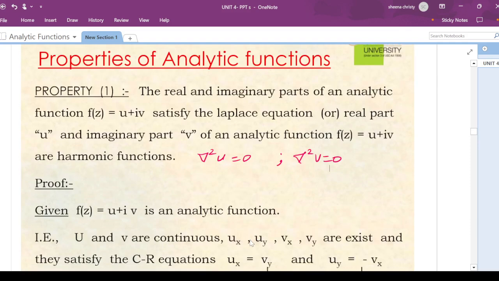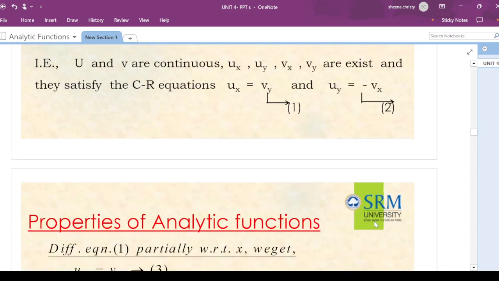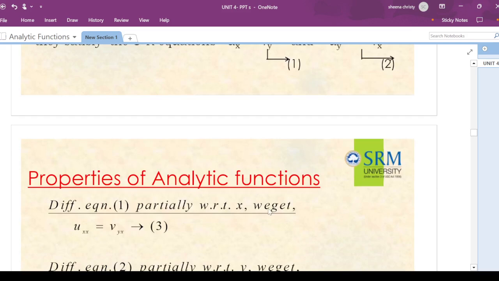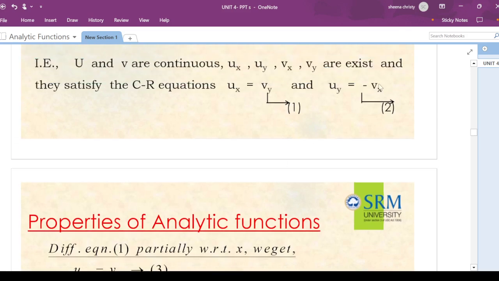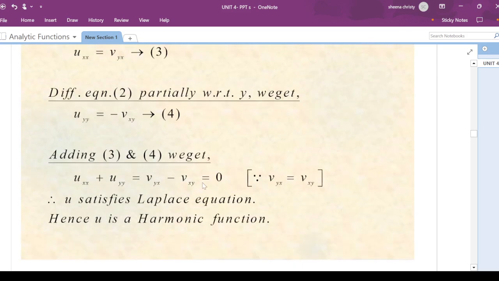So, how to prove this result? Consider an analytic function f(z) and consider the real and imaginary parts, and assume that the CR equations are satisfied, that is ux = vy and uy = -vx. Then differentiating ux = vy with respect to x, we get ∂²u/∂x² = ∂²v/∂y∂x. Likewise, differentiating the second equation with respect to y, we get ∂²u/∂y² = -∂²v/∂x∂y. So, by adding these two, you will get vyx - vxy.